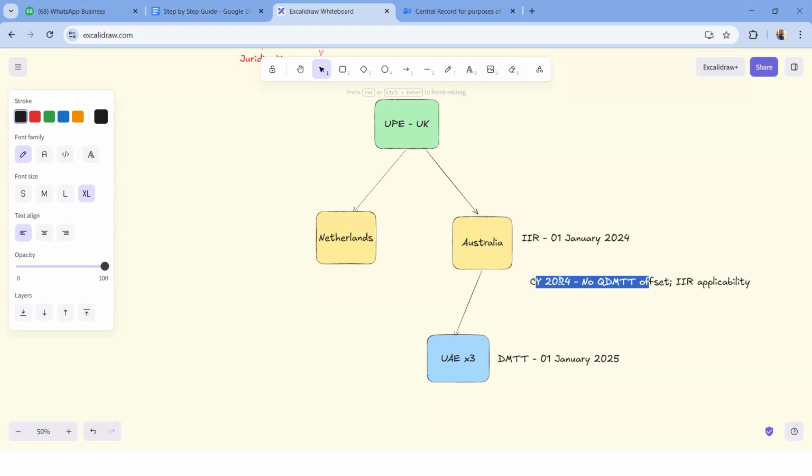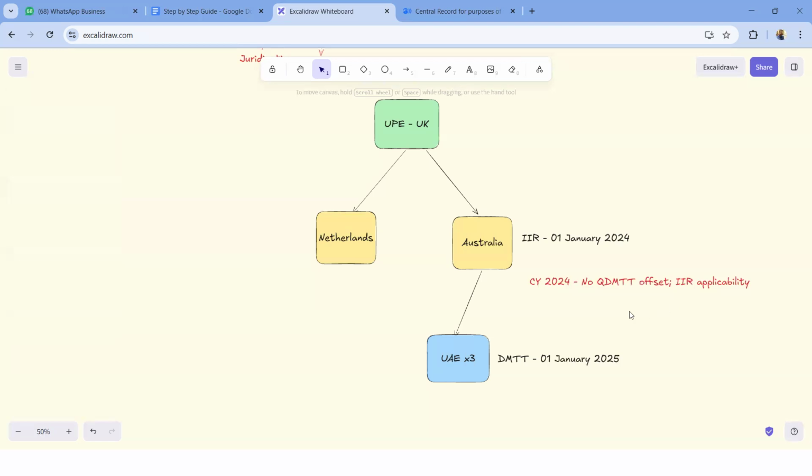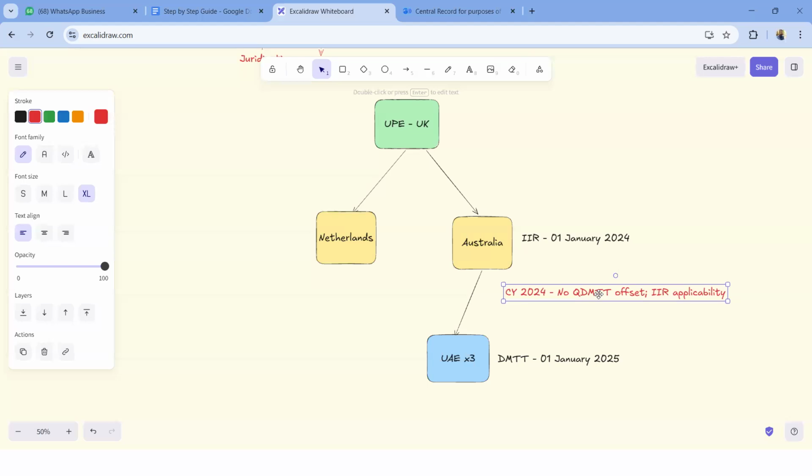Yeah. So basically, since there is a difference in time frame between both countries, what some countries have done is they have given a method. So okay, our official DMTT is opening only from 1st January, but you can take an elective status. You can still subject CY 2024 to UAE QDMTT or UAE elective DMTT, and this elective DMTT will be offset with Australian IAR liability, provided there are some conditions that are satisfied.